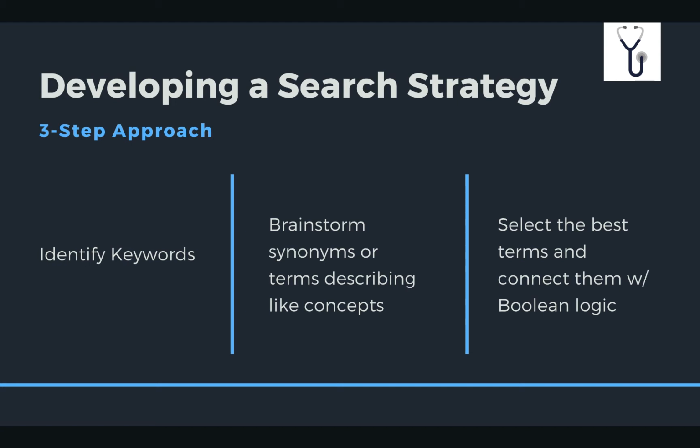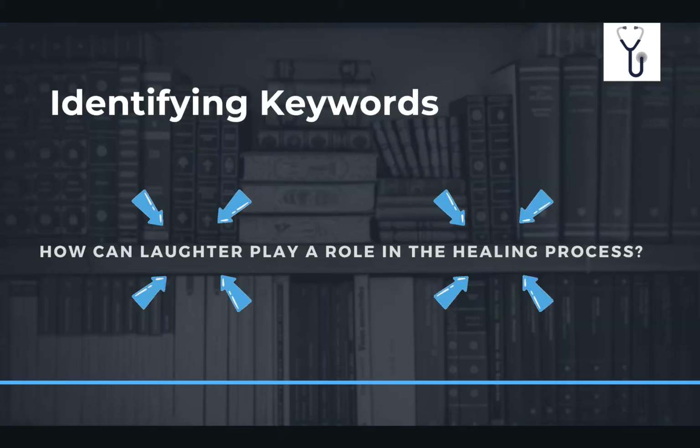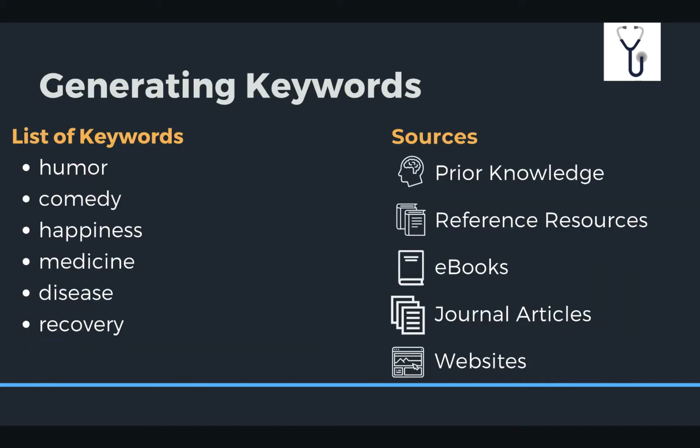The first step is to identify keywords associated with my topic that I can then use to search the databases. When identifying keywords, I want to focus on the main concepts in my research question. The main concepts for my question are laughter and healing. The second step is taking the main concepts that I identified in step 1 and then identify synonyms or other keywords that could be used to describe the same concept.